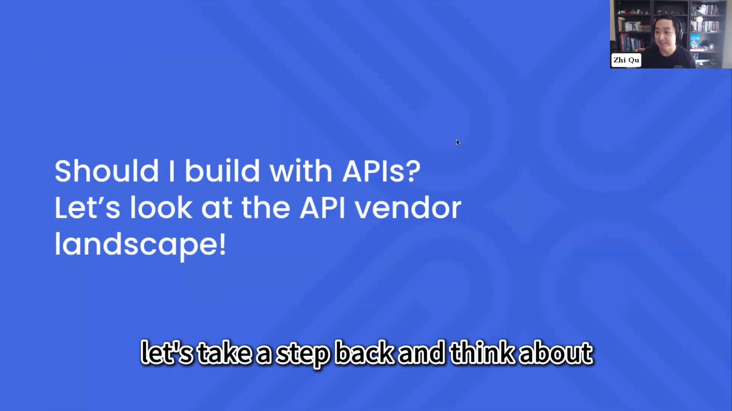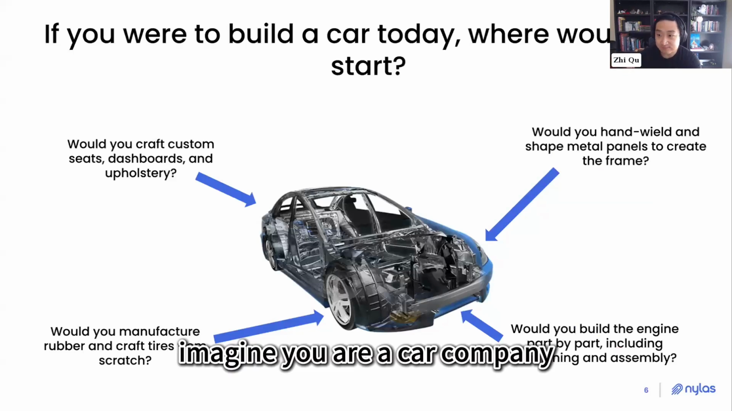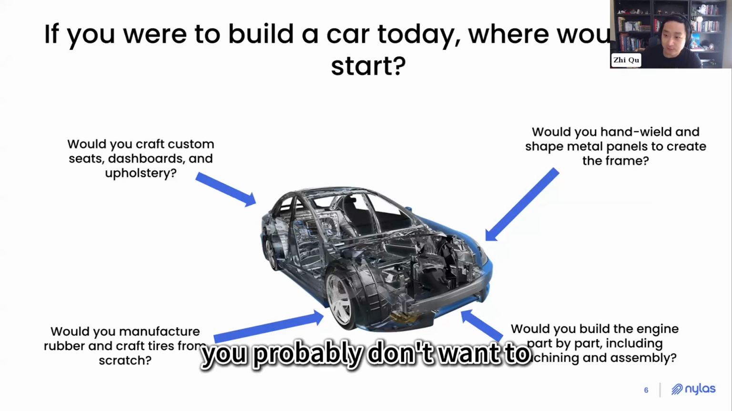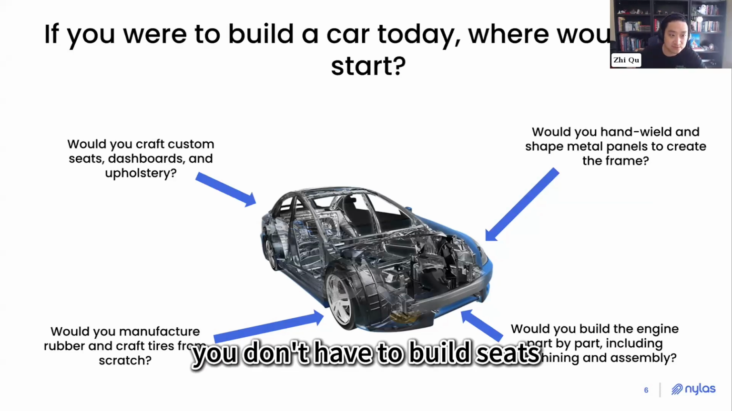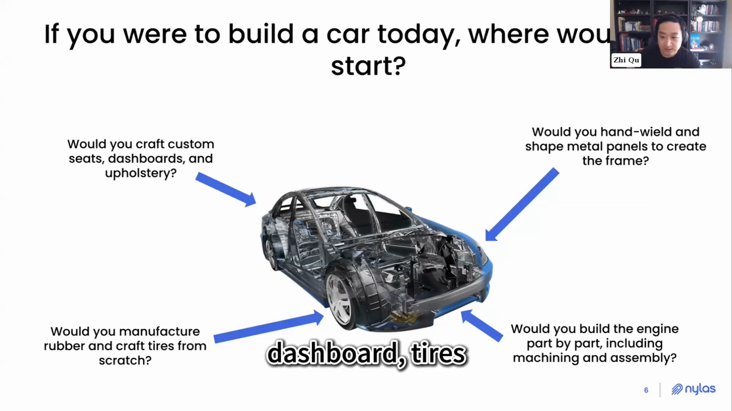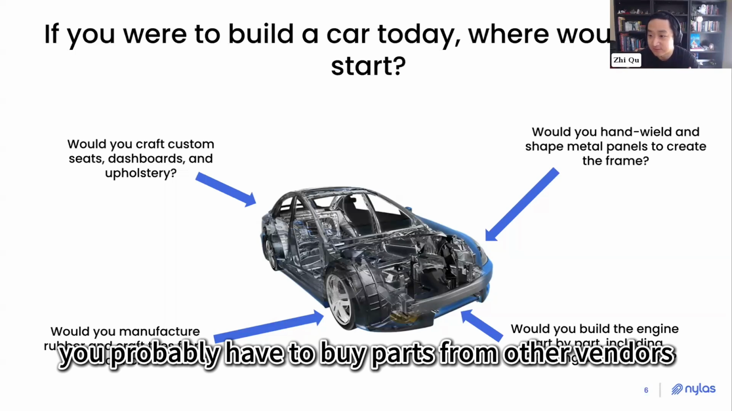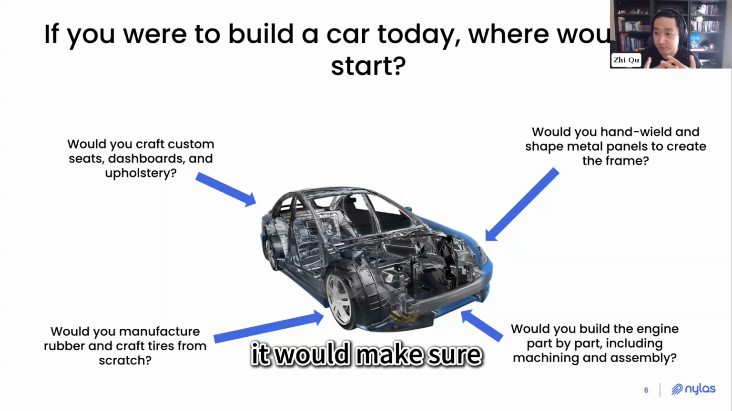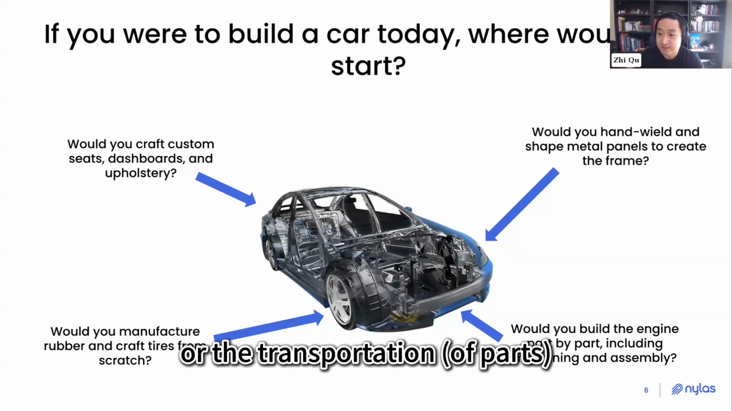Let's take a step back and think about why APIs exist in the first place. Imagine you are a car company, you're building a car factory right now in 2024. You probably don't want to build everything from scratch. You don't have to build seats, dashboard, tires, wheels, and everything. You probably have to buy parts from other vendors. There's already a well-managed supply chain for the car industry that will make sure it can respond to inventory management or the transportation of it.